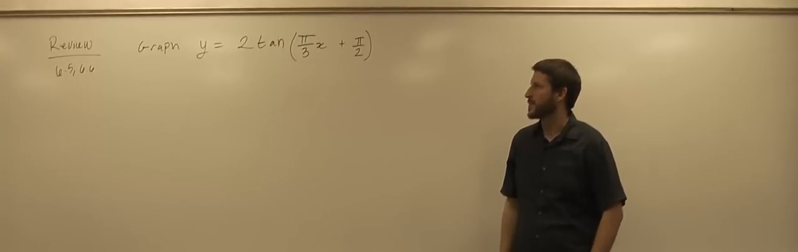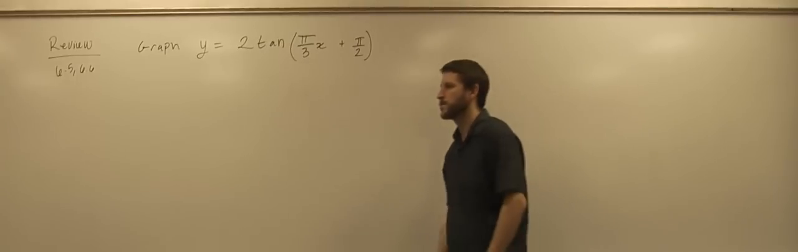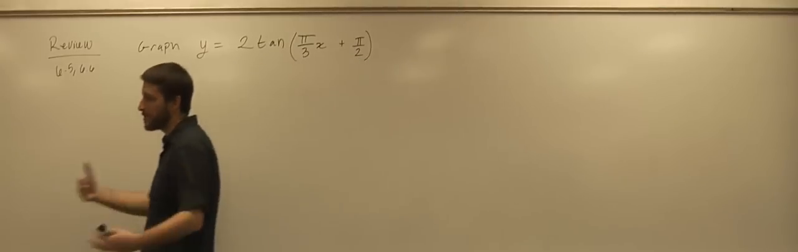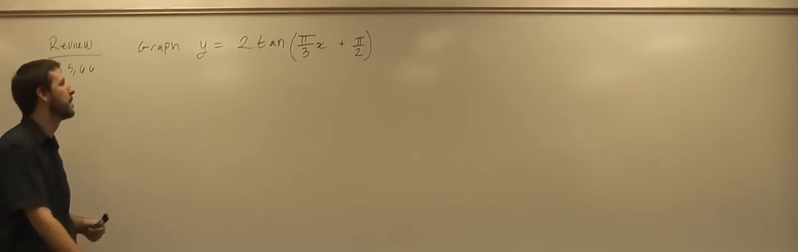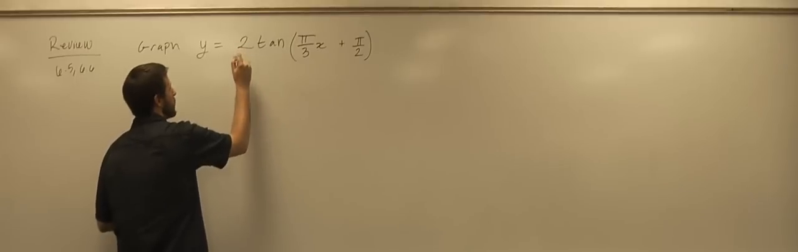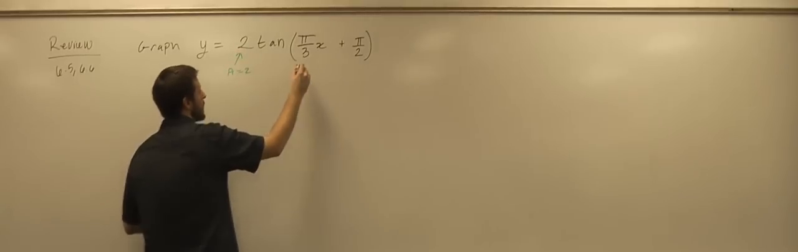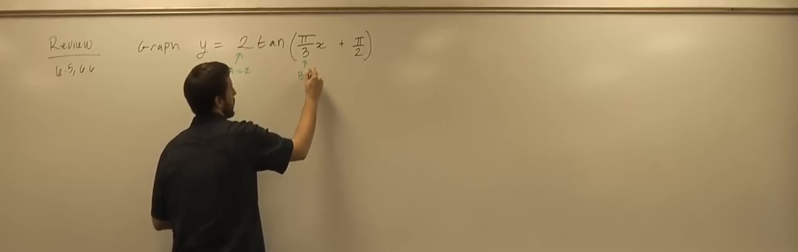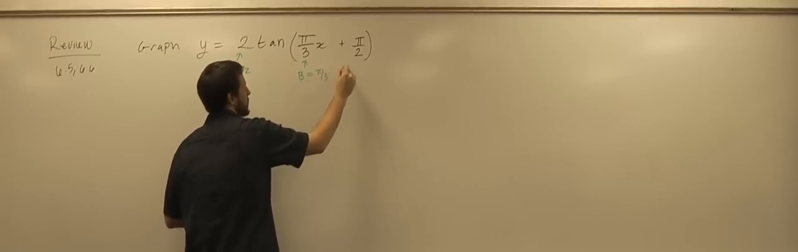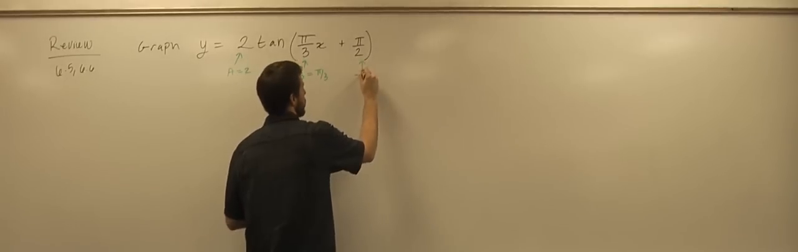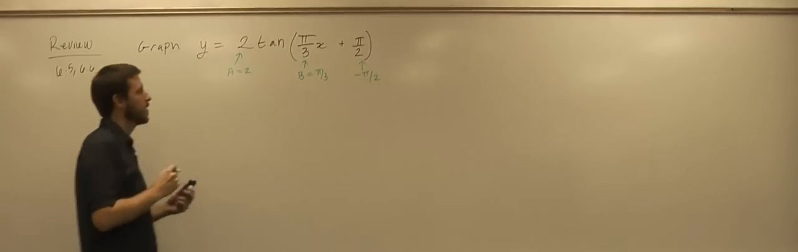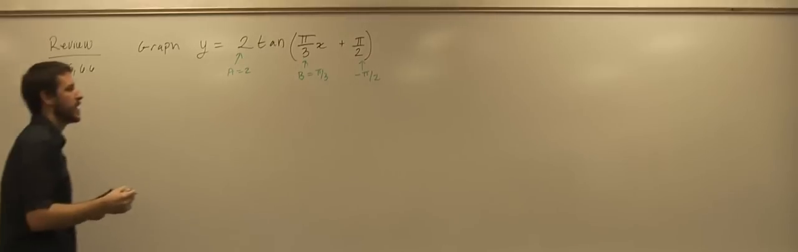So here's a perfectly good tangent function to try and graph. How do we handle this? What's the strategy? Remember, A, B, and C still apply here. What's A, B, and C? A is 2. B is pi over 3. And then C is negative pi over 2. For C, you change the sign always.